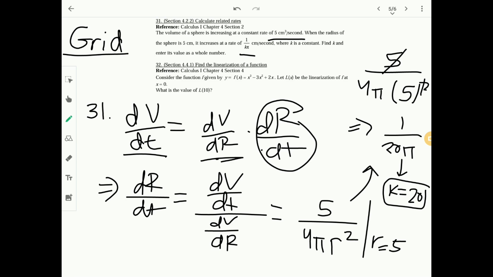Okay, let's check 32 now. Consider the function f given by y equals f of x equals x cubed minus 3x squared plus 2x, and let L of x be the linearization of f at x equals 0. What is the value of L of 10?